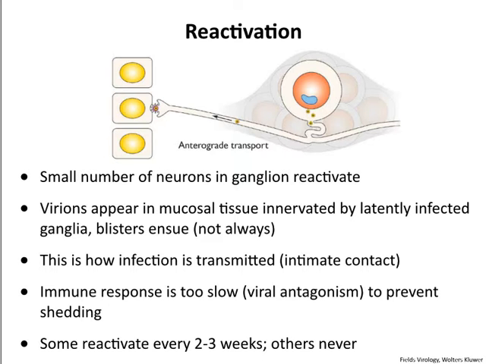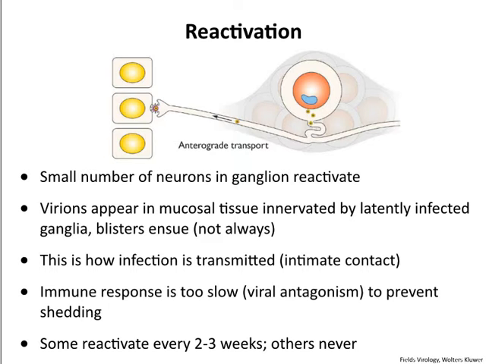And what happens is very small numbers of neurons in each ganglia reactivate. So you can have multiple neurons in a single ganglia that contain viral DNA. A few of those reactivate, they make virus. Virus is assembled in the neuronal cell body, probably doesn't kill it. A virus moves by anterograde transport, is released at the nerve terminus, infects the epithelium, and is shed. If this is in your mouth, it's shed into saliva, and then you spread it to other people.